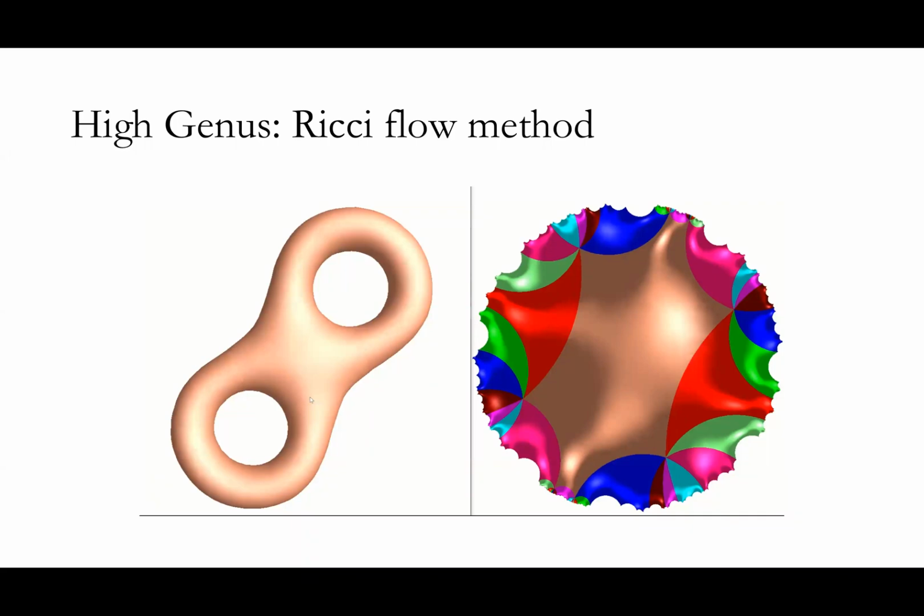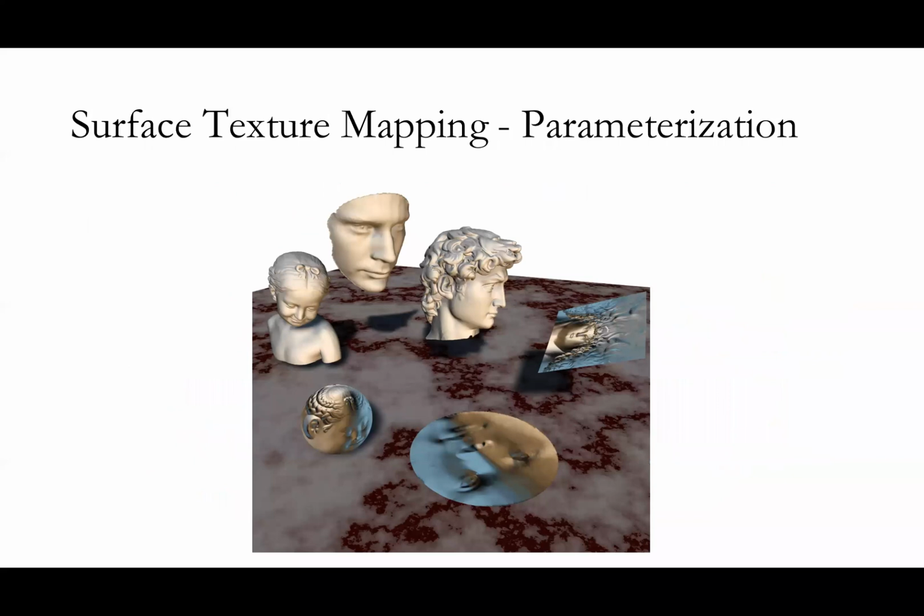Okay, so we have covered the fundamental concepts and the fundamental computational methods. Now we are going to talk about the real applications. The first one is computer graphics. The first application is called texture mapping.